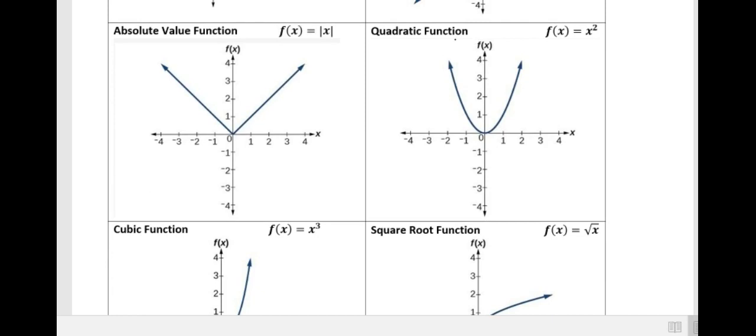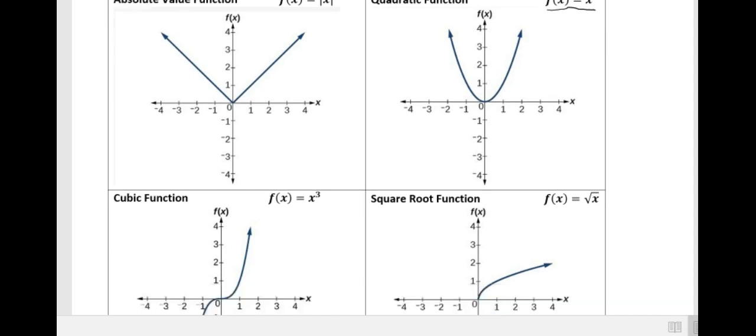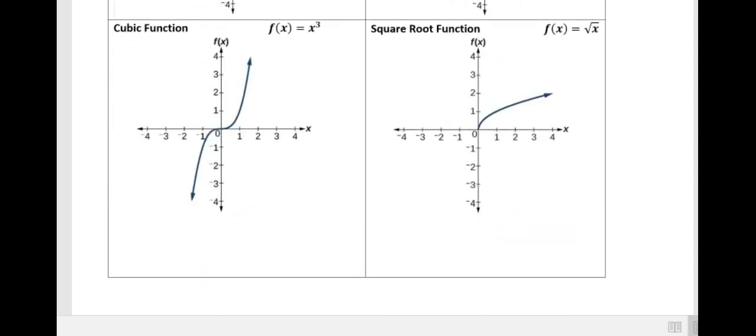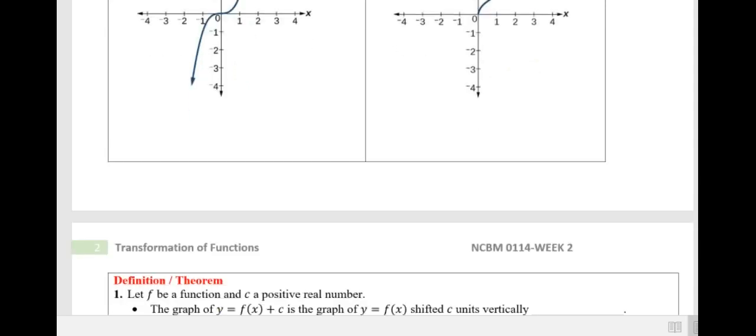Then we have the quadratic function, which is f of x equals x squared. The highest exponent of x is going to be a 2, and that looks like a U shape. And then we have the cubic function, which is f of x equals x cubed, and here you can see a graph below. Then we have the square root function, which is f of x equals the square root of x, which is basically an arrow that starts at 0 and shoots to the right.